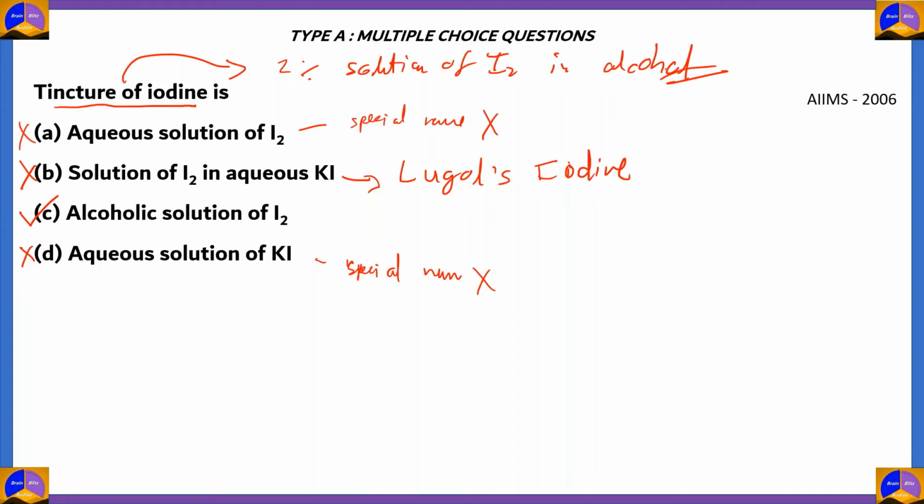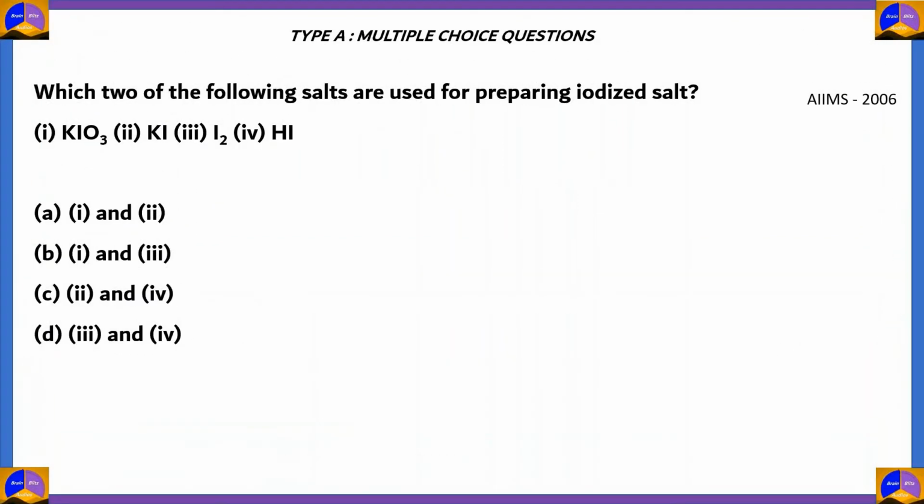Therefore, option C is the right option. Let's move on to this question. Which two of the following salts are used for preparing iodized salt? KIO3, KI, I2, HI.